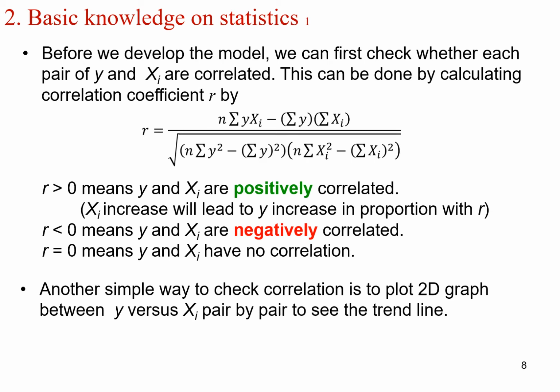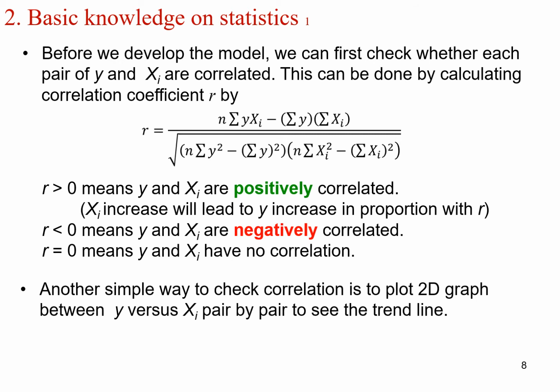Before we try to calculate these B's, let us check first whether each pair of y and xi are correlated. If we have a set of data for y and xi, we can calculate correlation coefficient r by this equation. If r is greater than 0, it means y and xi are positively correlated. An increase in xi will lead to an increase in y in proportion with r. If r is less than 0, it means y and xi are negatively correlated. If r is close to 0, it means y and xi have little or no correlation.